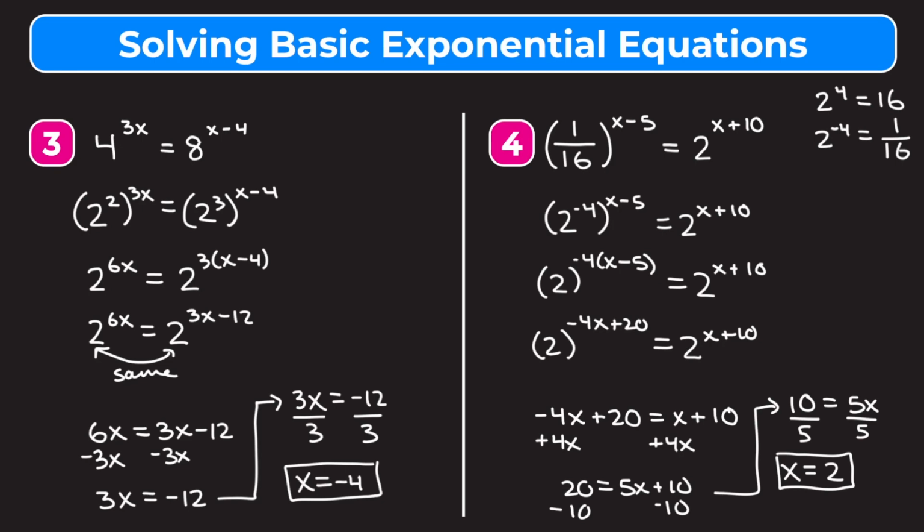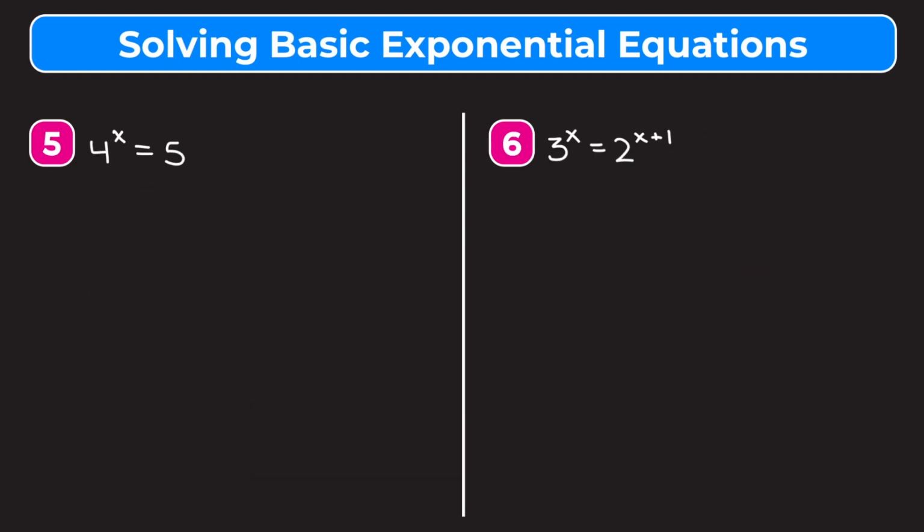Let's go through a couple more examples. So for these next two examples, we can't really easily change one of our bases of our exponents into the other base. So I'm going to show you guys how we can solve these a different way. So we take a look at example 5. We have 4 to the x is equal to 5. We can't really write 5 as 4 to some nice power, and we can't really write 4 as 5 to some power. So what we want to do is take the ln of both sides.